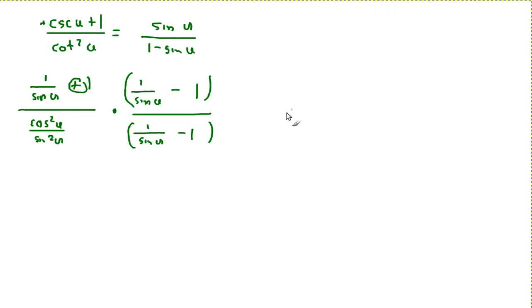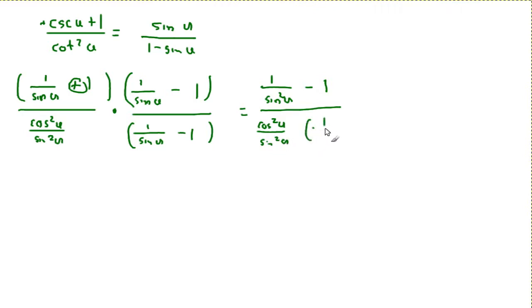So the next step is I'm going to multiply the numerator, these two factors. That's going to give us 1 over sine squared of u minus 1 over cos squared of u over sine squared of u, multiplied by 1 over sine of u minus 1.